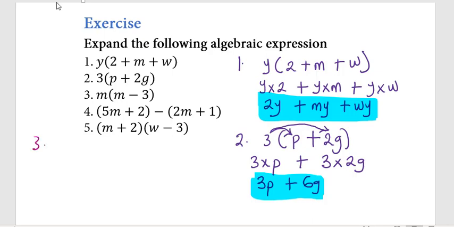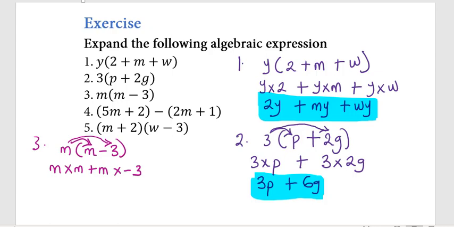Question number 3, m brackets m minus 3. We are doing the same thing we've been doing. So use this m to multiply the first one, and also use it to multiply the second one. So first one is m multiplied by m, then you can say minus m multiplied by 3, or there is some other way you can do this, but it will still give you the same answer. m multiplied by m, and then plus m multiplied by minus 3. I think I will do both ways, and then we'll still get the same value.